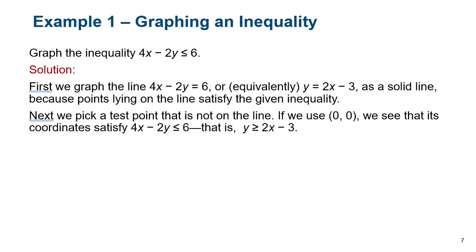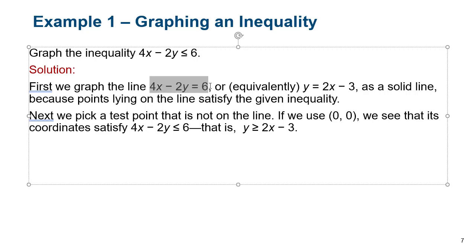Okay, let's look at another example. We've got 4x minus 2y is less than 6. First thing we do is we think of it as an equals, right? We want to think of it as a normal line.